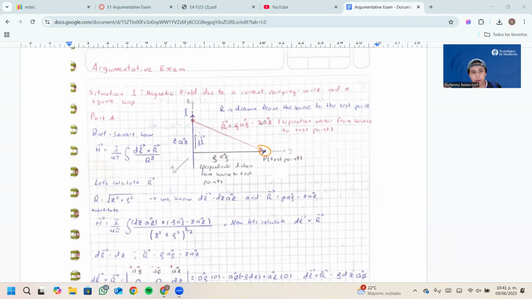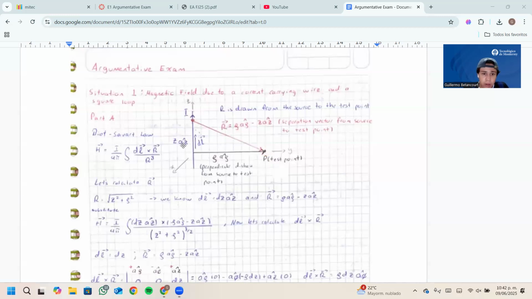We know that the differential in length is equal to dz in the z direction, and we know that the radius is rho, the perpendicular distance from the source to the test point, and it is going in the direction of rho. We know that the separation vector is r, which is the separation vector from the source to the test point.